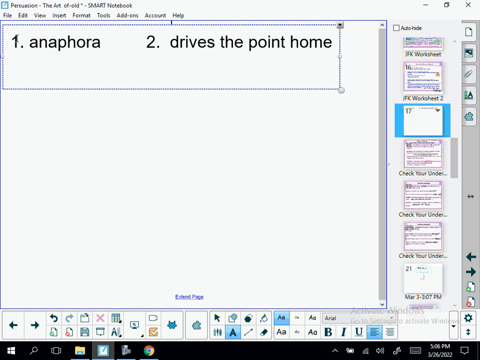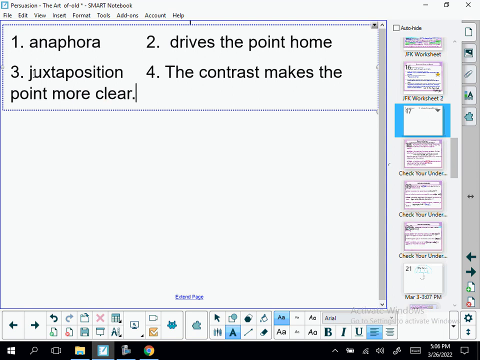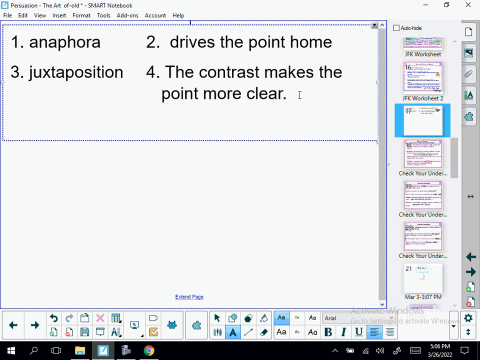"United, there is little we cannot do. Divided, there is little we can do." So we've got the words united and divided. What would you say that is? Well, hopefully you're saying it's juxtaposition. And the contrast makes the point more clear. It's using the opposite to help us understand it better.